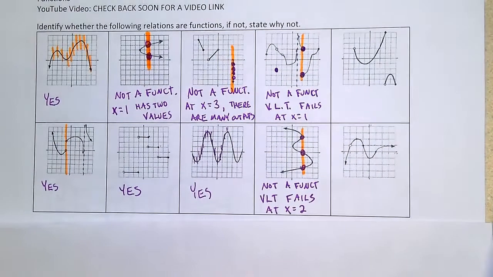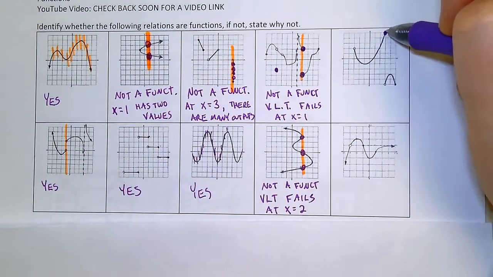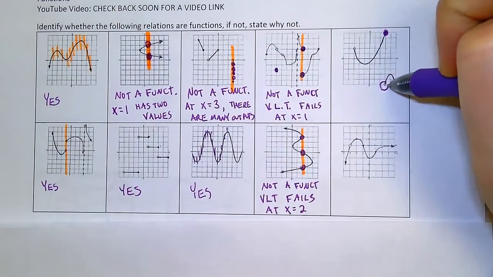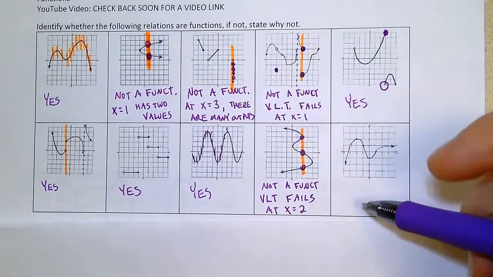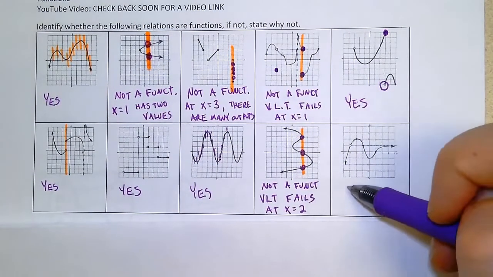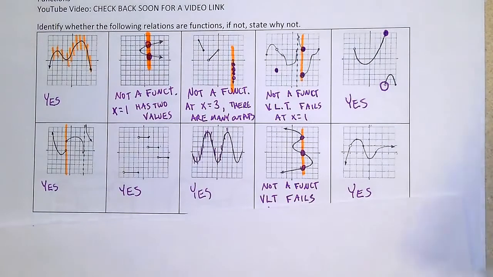And the last pair, we're good. This is closed at the top and open at the bottom, so that vertical line is good. So this one is yes, and this one also passes yes. So that's determining whether a graph of a relation is a function.